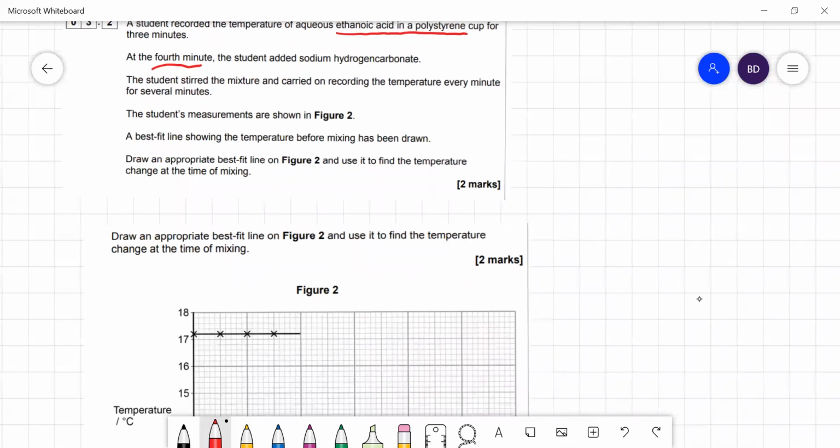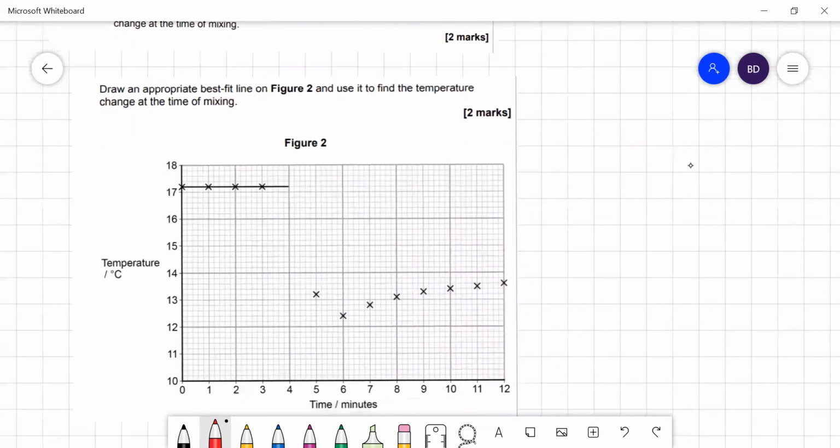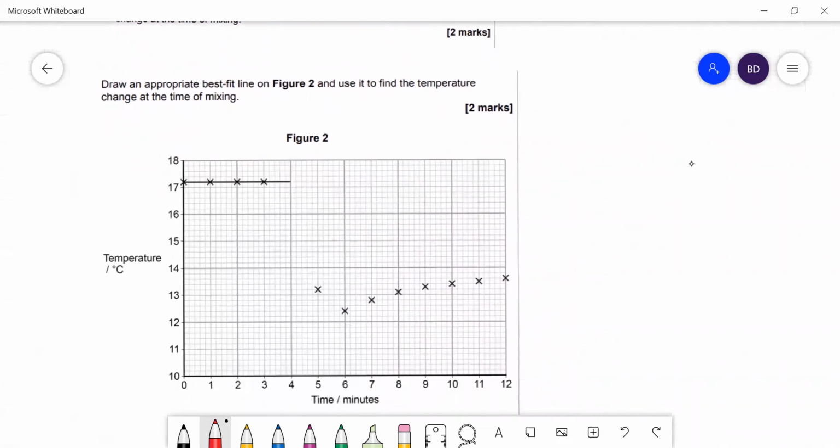Okay, so here's the graph they're giving us. It's an endothermic reaction here. They've drawn their first line of best fit. Now we need to work out delta T at 4 minutes, when we added the solid, when they didn't take a temperature reading there. You can see these are forming quite a nice curve, so I'm just going to carry on with that curve and extrapolate it down to there. This one here is not an anomalous reading.